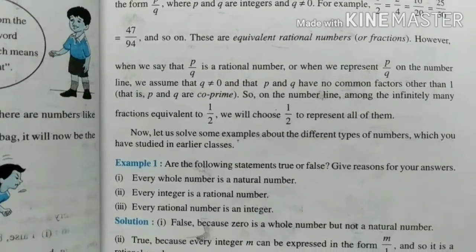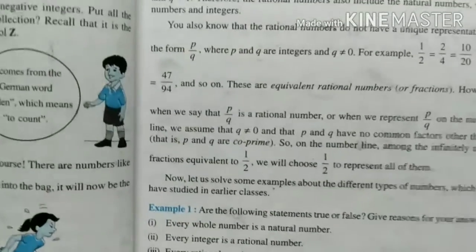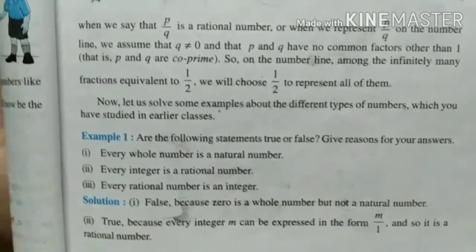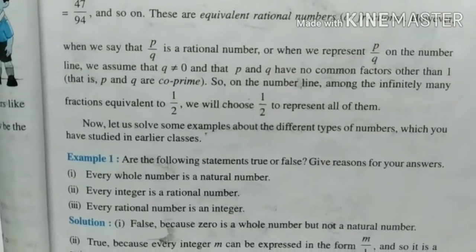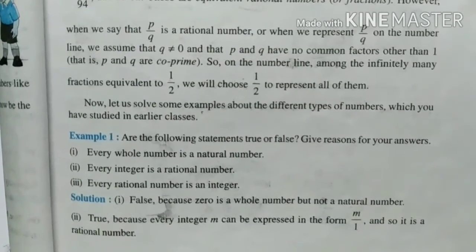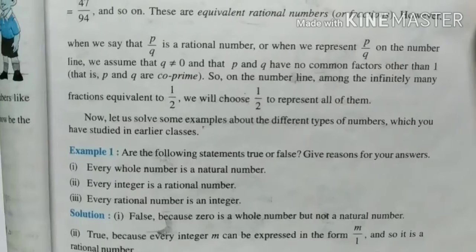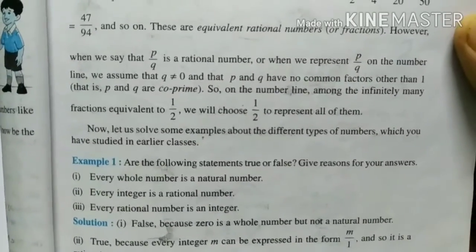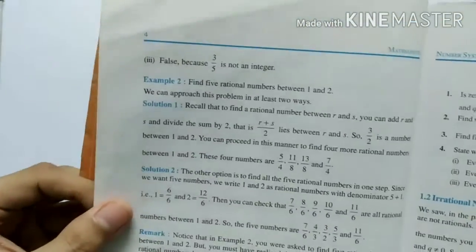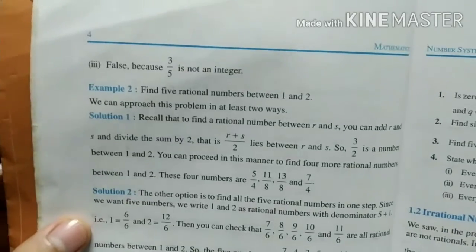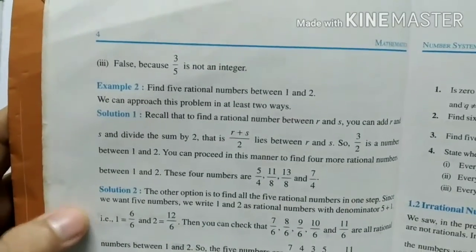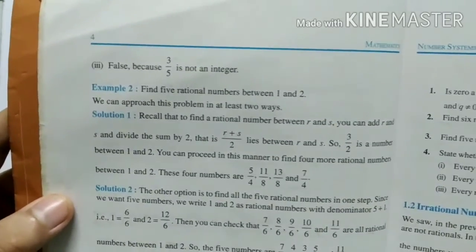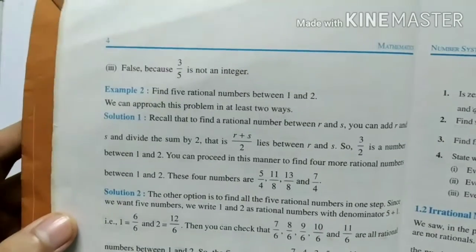Next, every integer is a rational number. It is true because every integer m can be expressed in the form of m by 1, and so it is a rational number. Next, every rational number is an integer. It will be false because 3 by 5 is a rational number but it is not an integer.